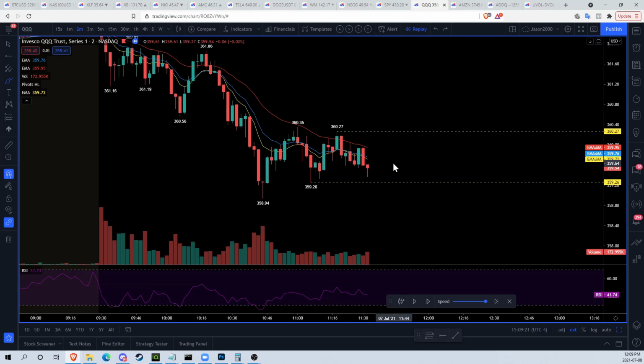And what we're going to do now is take a look at market internals for the NASDAQ and for the New York Stock Exchange. The NASDAQ is going to be closely related to the QQQ, where the New York Stock Exchange internals are going to be more closely reflective of what's happening with SPY.